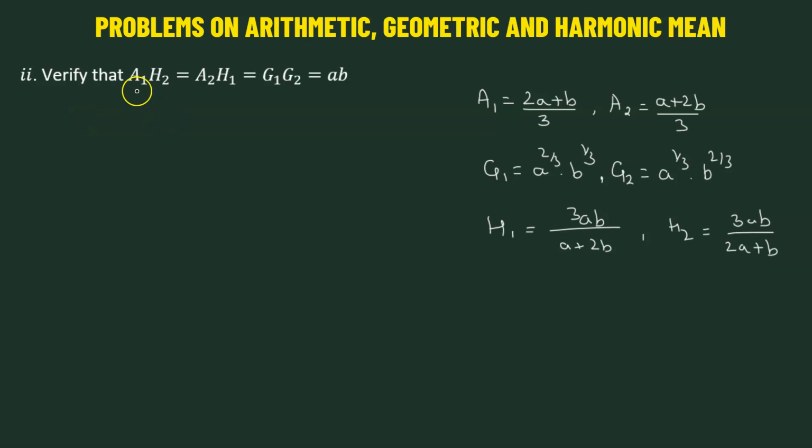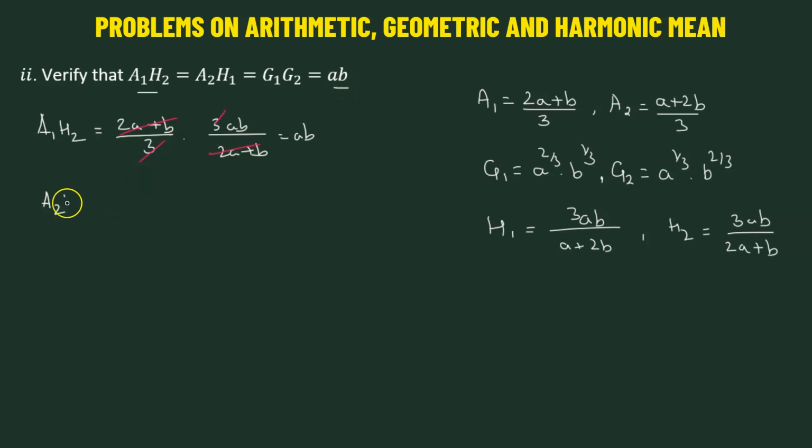So we'll start with the product a1 times h2. So we have a1 multiplied to h2. So a1 is 2a plus b divided by 3, multiplied to h2. h2 is 3ab divided by 2a plus b. So we can factor out 2a plus b from the numerator and the denominator, and also 3, and that leaves us with simply ab. So this is equivalent to ab. So that part is verified.